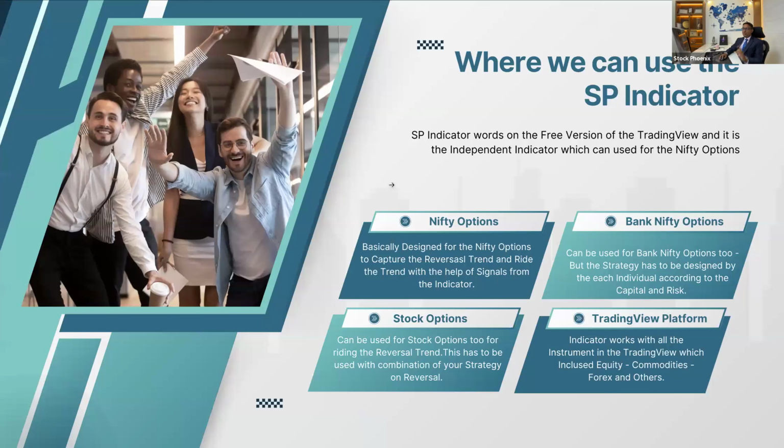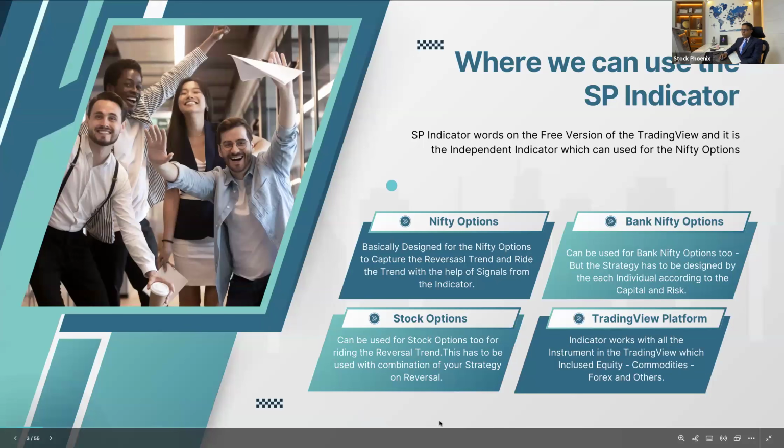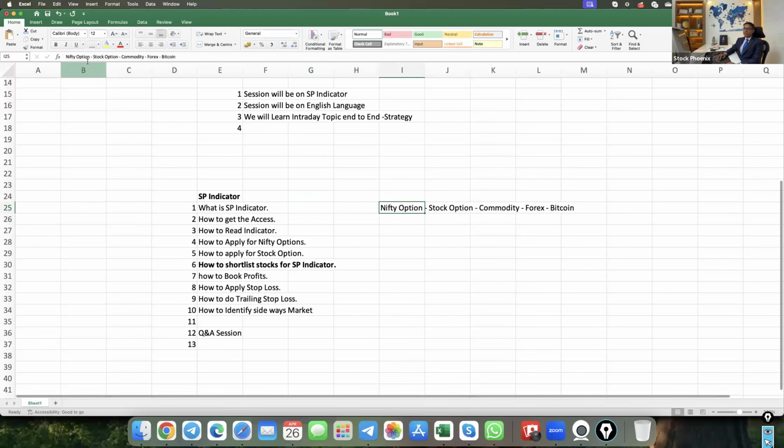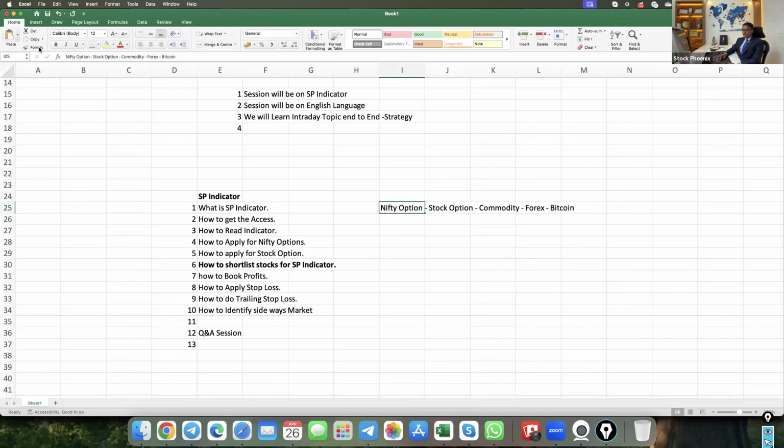SP indicator can be used for Nifty options. Predominantly, SP indicator is used for Nifty options, but you can also use it for stock options, commodity, Forex, and Bitcoin. Whatever you want, you can use in any of these instruments, but we have predominantly designed it for Nifty options. The rest you have to practice on your own and design your own strategy.